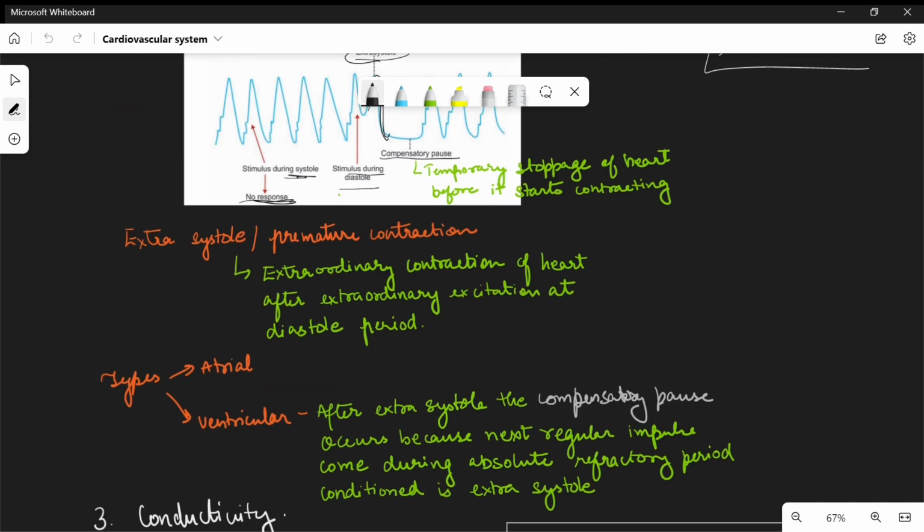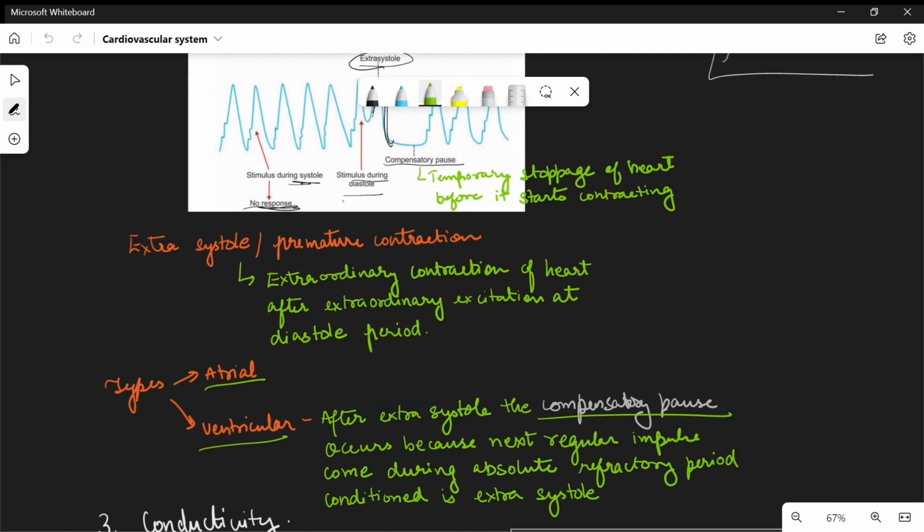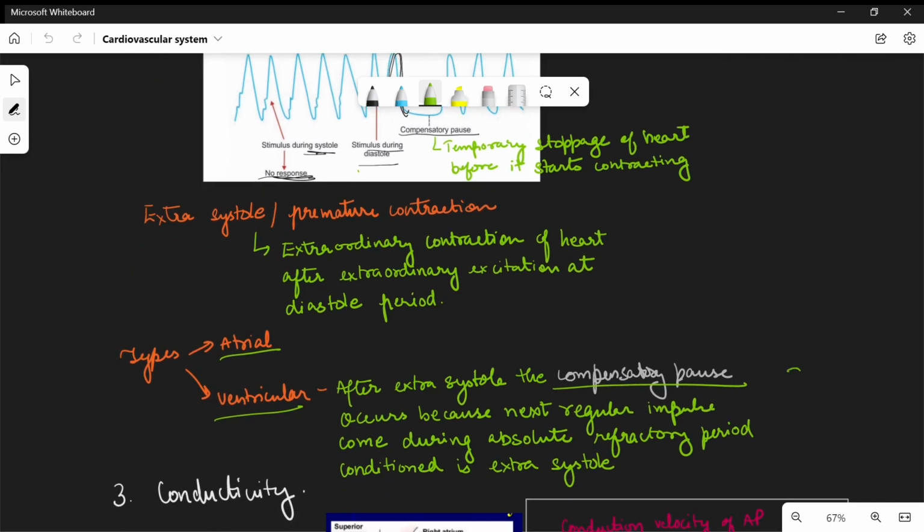This extrasystole is of two types: atrial and ventricular. Now the atrial one is nothing to see, it's not important. Ventricular, here comes the important term, compensatory pause. After extrasystole, the compensatory pause occurs because the next regular impulse comes during the absolute refractory period. In short, it's just a temporary stoppage of the heart before it starts contracting. That's it to see. If it's difficult for you to remember this definition, just remember this one.